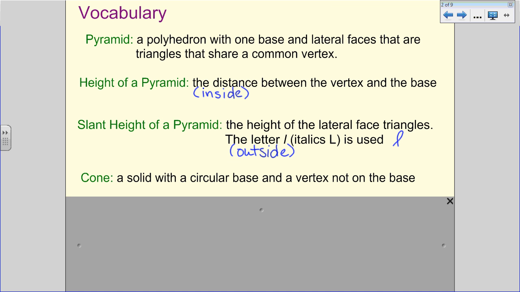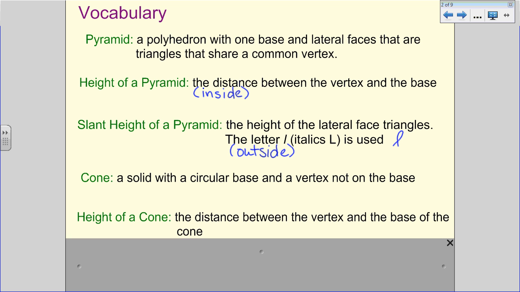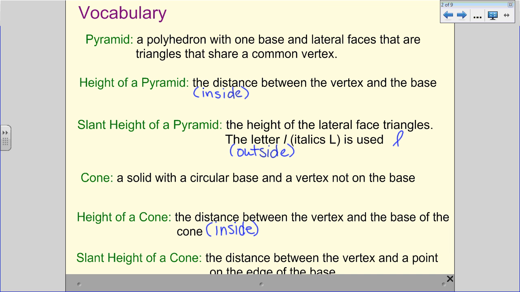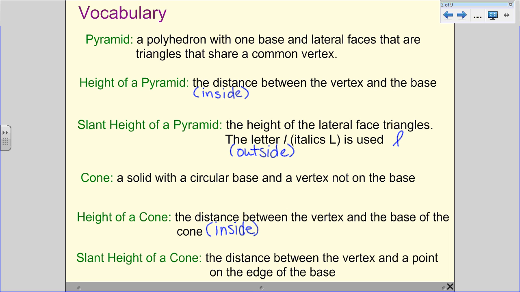A cone is a solid with a circular base and a vertex not on the base. So that's where we have the point across from the circle. The height of a cone is the distance between the vertex and the base of the cone. So if we notice, it's very similar to the height of a pyramid. And so once again, this is going to be found inside the cone. And then the slant height of the cone is the distance between the vertex and a point on the edge of the base. So this is on the outside. And we'll still use this cursive L to represent it.